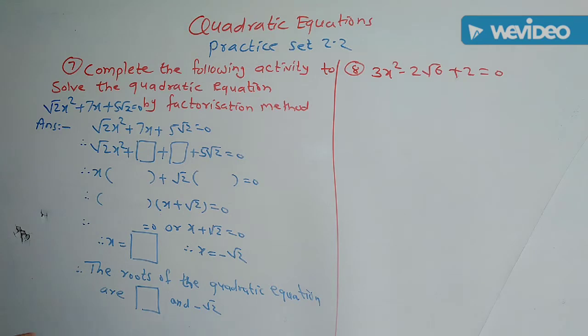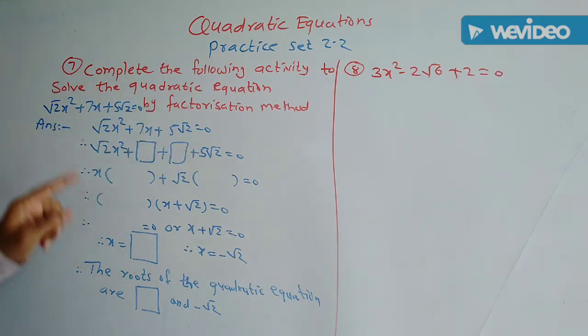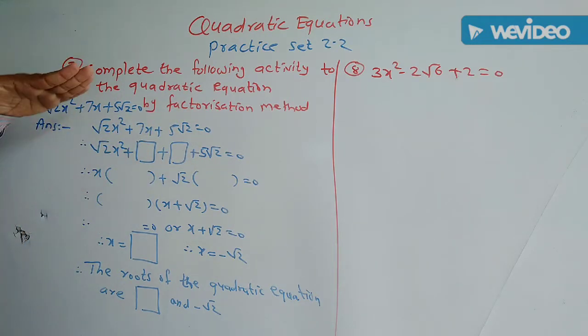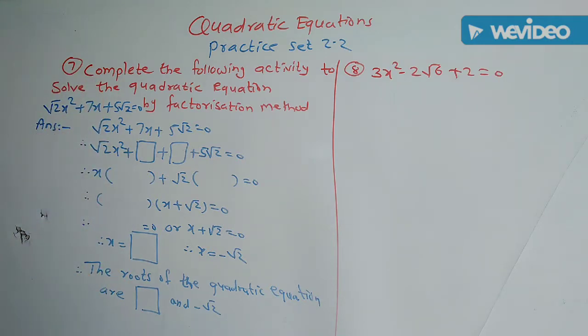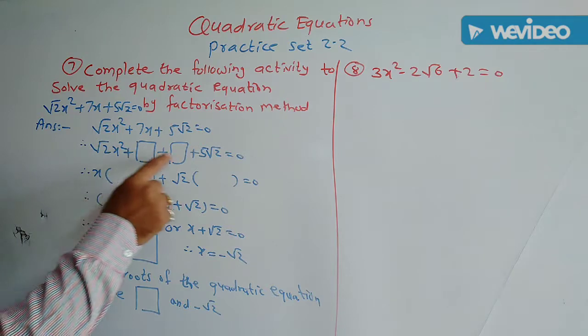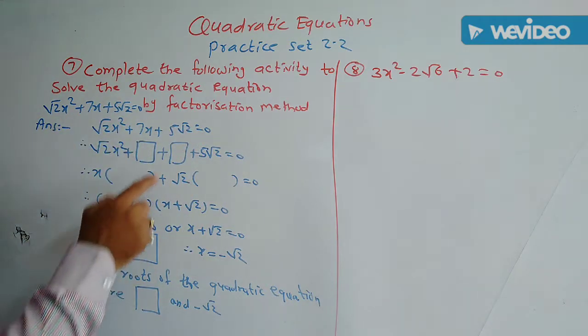Now we will see the examples from seventh example. Complete the following activity to solve the quadratic equation. Root of 2x square plus 7x plus 5 root of 2 by factorization method. Now that means you have to solve the given example. We have to complete only the fill in the blanks. That means you have to complete the activity.